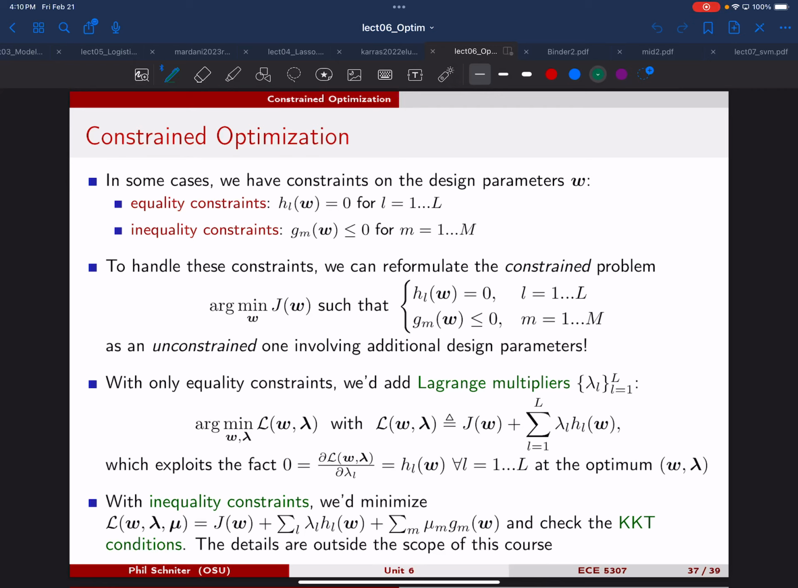Okay, welcome back everyone. We just have one more slide on Unit 6 to discuss, and then we'll move on to Unit 7. So in this last slide, we're going to talk about constrained optimization.